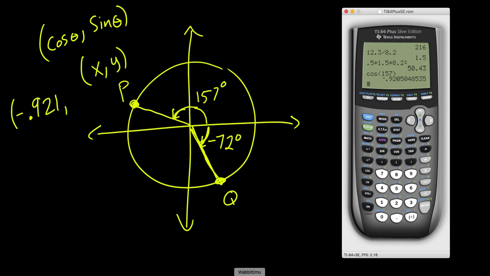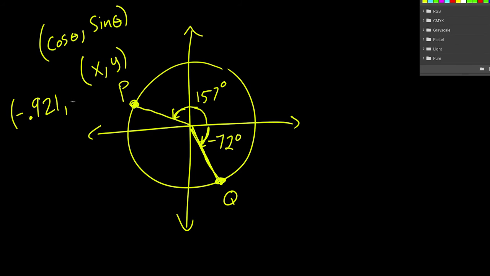And then for the y value, we do the same thing. We just say sine 157. Once again, check that you're in degrees if you haven't already. And that's 0.391. Okay.